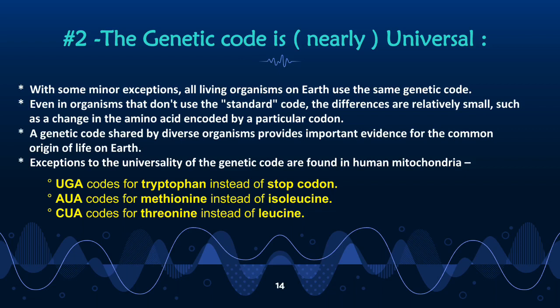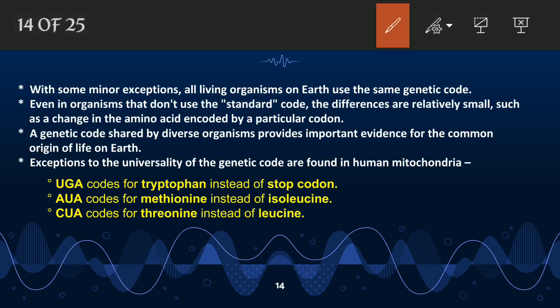But there are a few exceptions to the universality of the genetic code, which are found in human mitochondria, like UGA codes for tryptophan instead of a stop codon, AUA codes for methionine instead of isoleucine, and CUA codes for threonine instead of leucine.